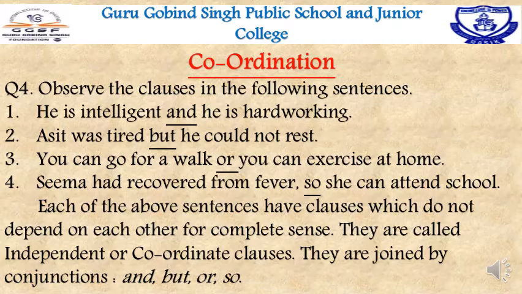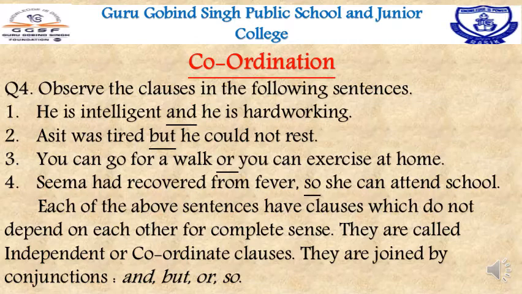The conjunction is "so". Children, we can say each of the above sentences has clauses which do not depend on each other for complete sense. For this reason, they are called independent or coordinate clauses. They are joined by conjunctions like and, but, or, so. Such conjunctions are called coordinators.